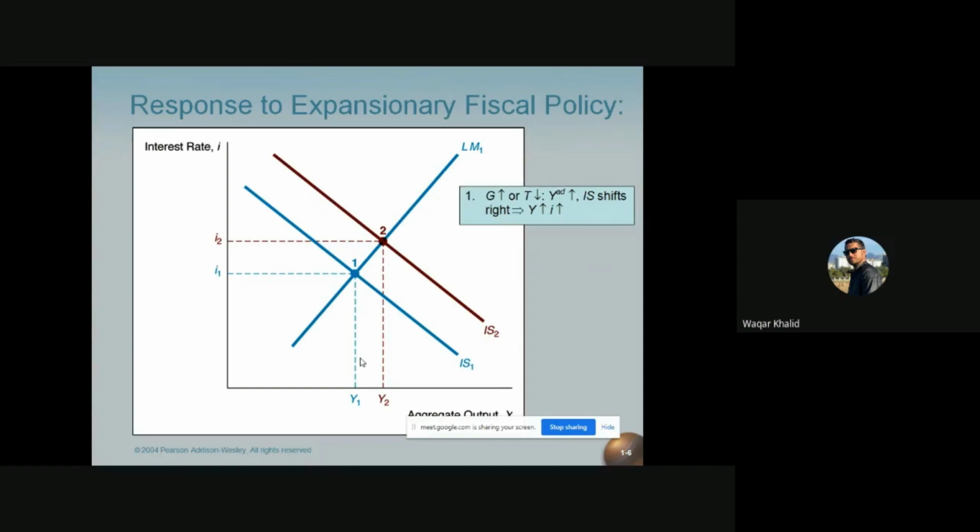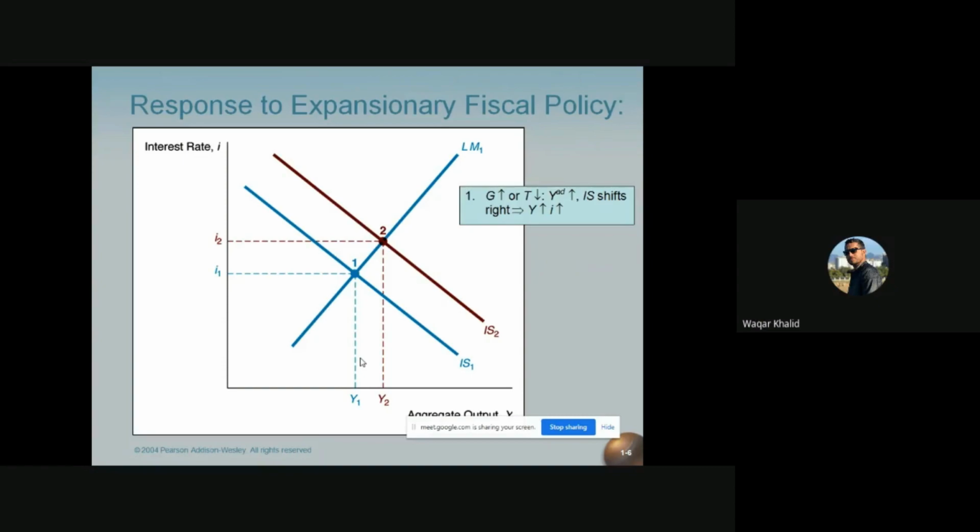Now, let me talk about the response to a change in fiscal policy. In the previous case, we talked about the response to a change in monetary policy. But now we are talking about the response to a change in fiscal policy. Suppose the Federal Reserve is not willing to increase the money supply when the economy is suffering from a 10% unemployment rate at point 1.